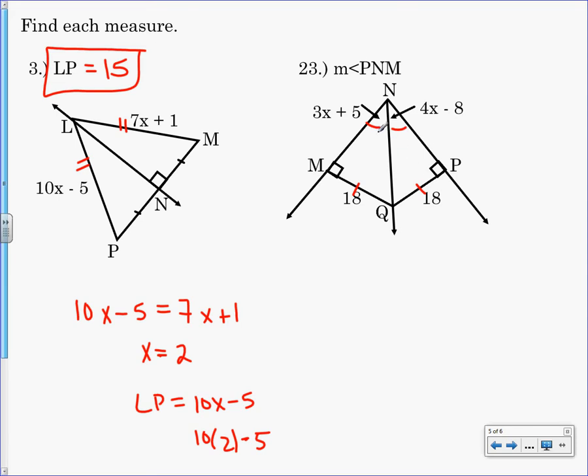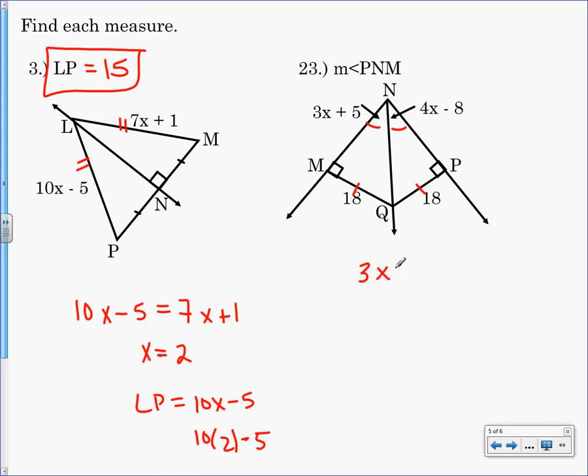Okay? So this angle, MNQ, has to be the same as PNQ. Do you guys understand that? Yeah? Okay. So they actually wanted the measure of angle PNM, which is the big one. So I have to find what before I can even do that? You have to find X, right? So what are we going to do?